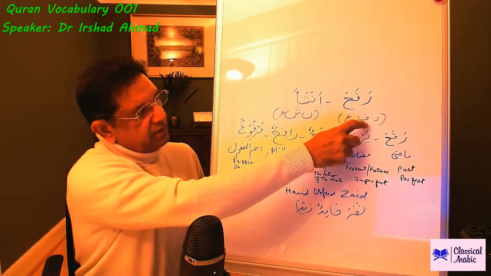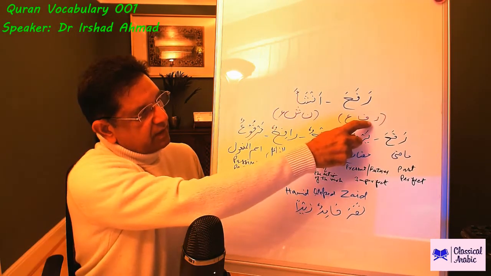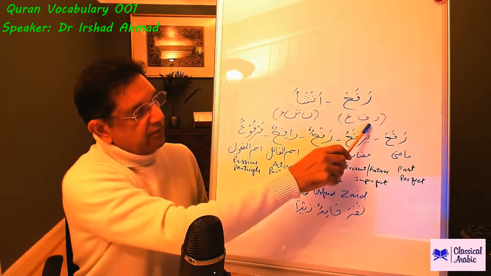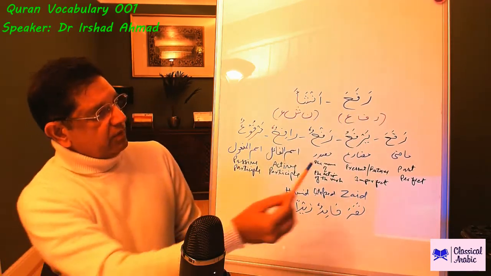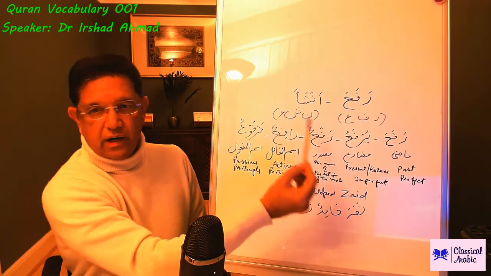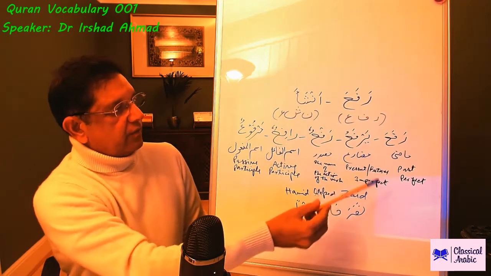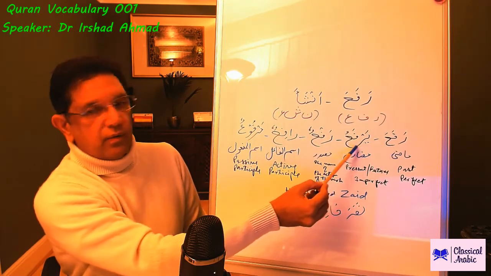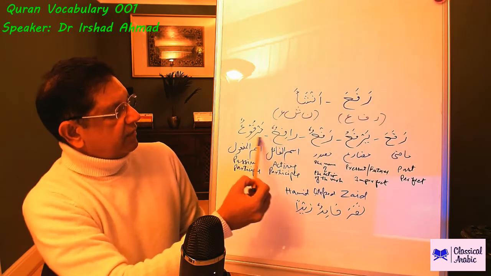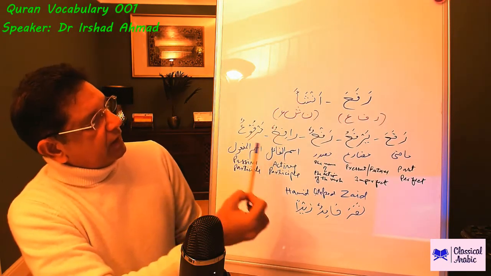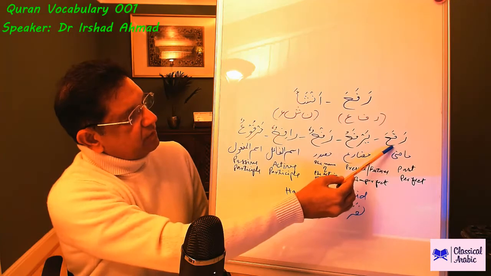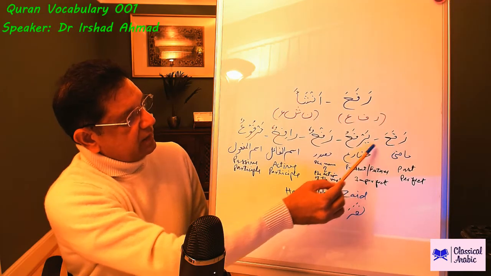From this root, ra, fa, ain, quite a lot of words could be made. We are going to focus only on these five words, which are rafa'a, yarfa'u, raf'un, rafi'un, marfu'un. So these two are fi'l. This is fi'l madi and this is fi'l mudari'.